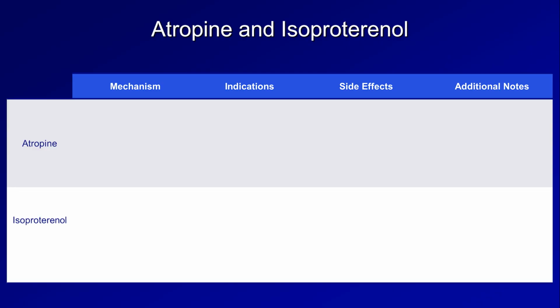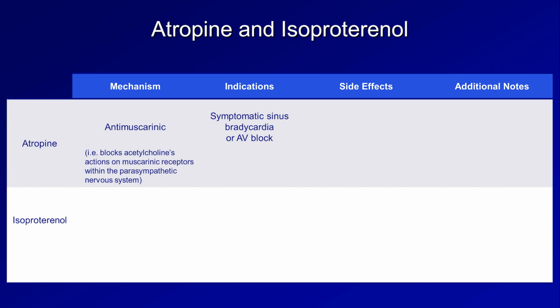Atropine, more specifically, is an anti-muscarinic, which means it blocks acetylcholine's actions on the muscarinic receptors within the parasympathetic nervous system. Normally, the parasympathetic nervous system provides input to the sinus and AV nodes via the vagus nerve that essentially tells the heart to slow down a bit, both a slower sinus rate and decreased AV conduction. Atropine interferes with that signal, so predictably, its indications include symptomatic sinus bradycardia or symptomatic AV block.